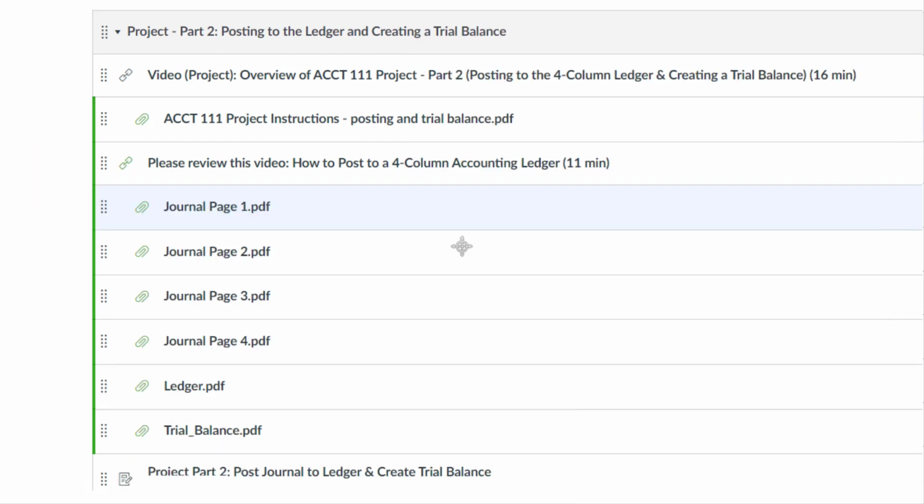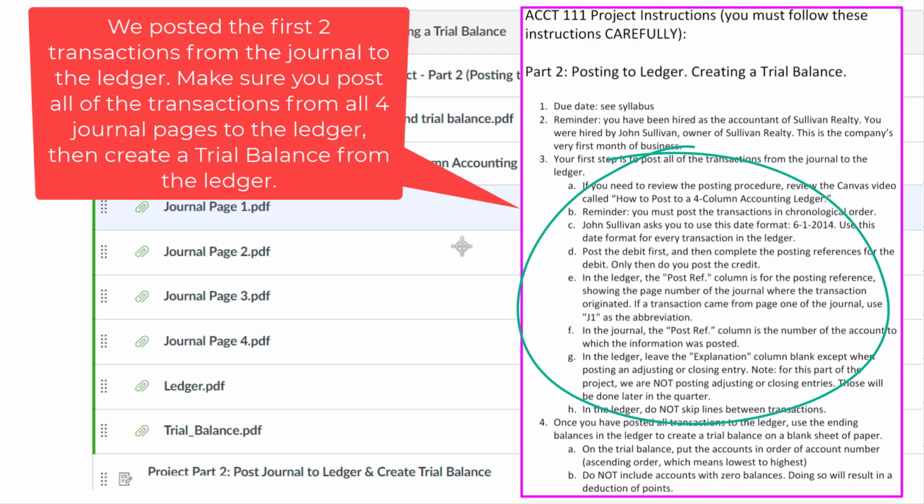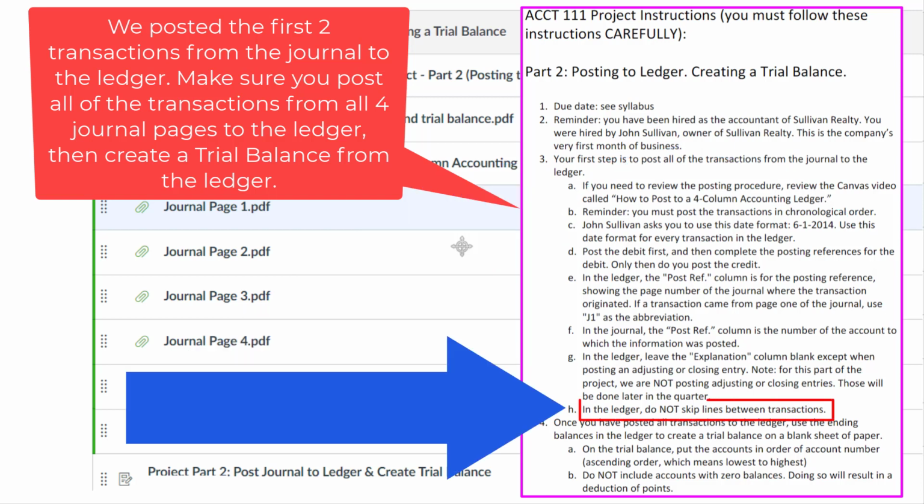So now I'm going to open up these project instructions, and this is what it looks like. Notice step 3 says your first step is to post all the transactions from the journal to the ledger. So I've done the first 2 transactions with you. Make sure you post the rest of the transactions from journal page 1, and then also post the transactions from journal page 2, 3, and 4. Post all those to the ledger. And in step 3 here of the instructions, I've already explained these steps for you, but you can reread them if you want. The main thing is don't skip lines between the transactions in the ledger.